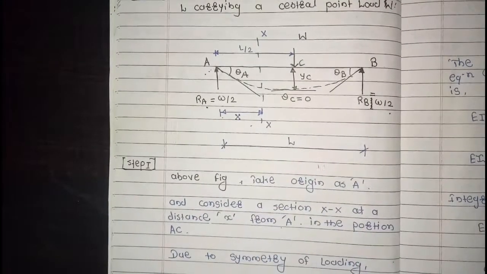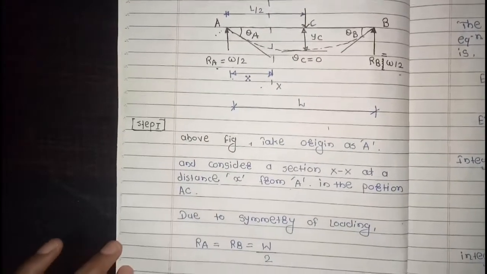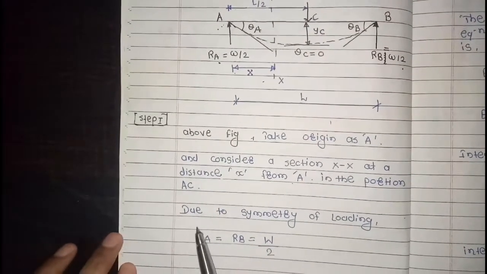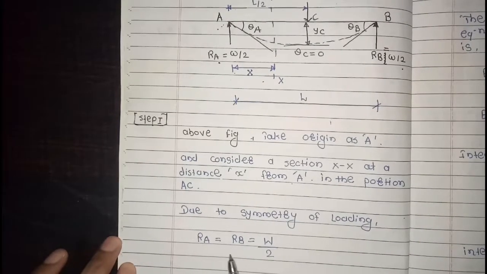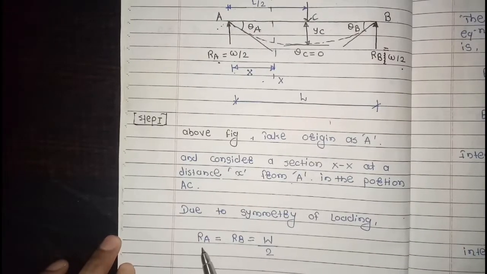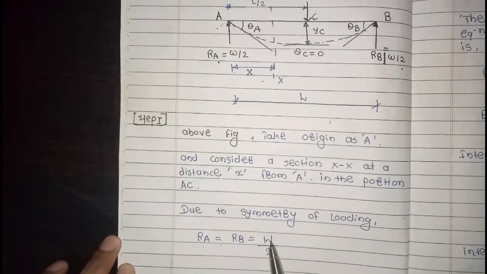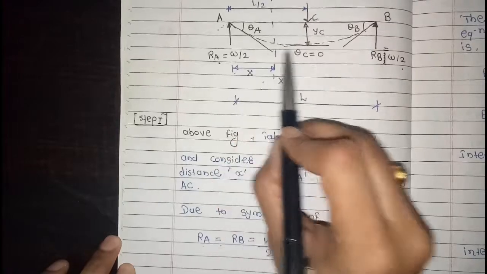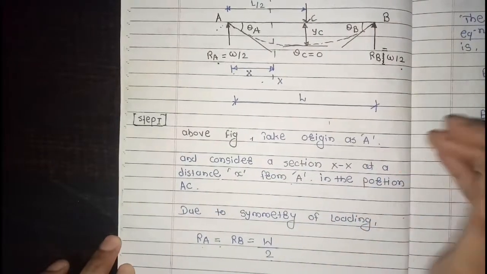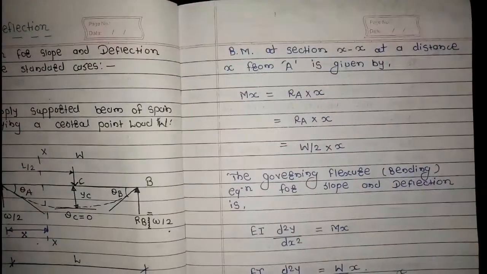Due to symmetry of loading, RA is equal to RB is equal to W by 2. So we have to calculate the reaction at support. Then we get RA is equal to RB is equal to W by 2. RA is equal to W by 2 and RB is equal to W by 2.